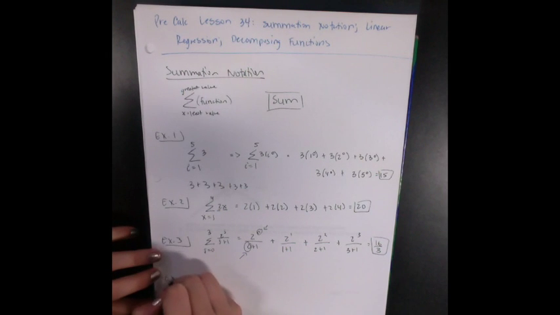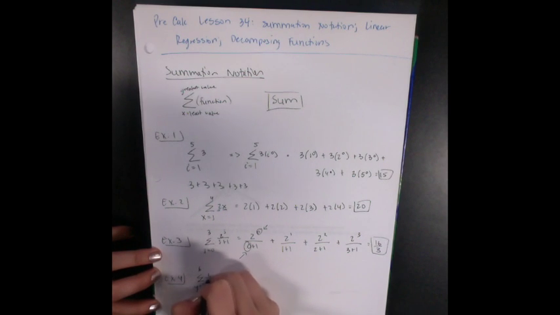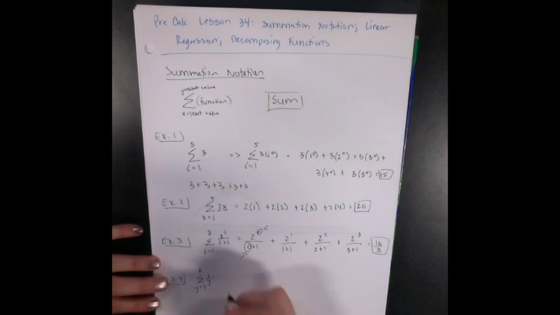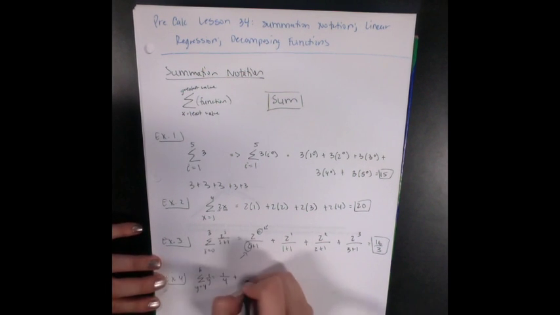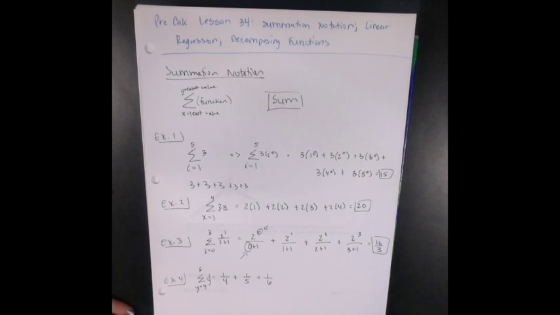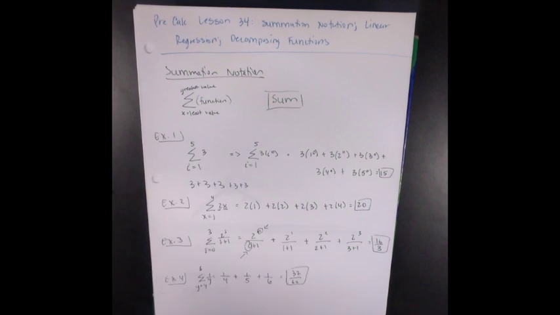Let's do another example. We have the summation from y equals 4 to 6 of 1 over y. My least value is 4, so I have 1 over 4 plus 1 over 5. My greatest value is 6, so I have plus 1 over 6. And that's where I stop. I add these all together and it gives me 37 over 60. That's as high as I can go.